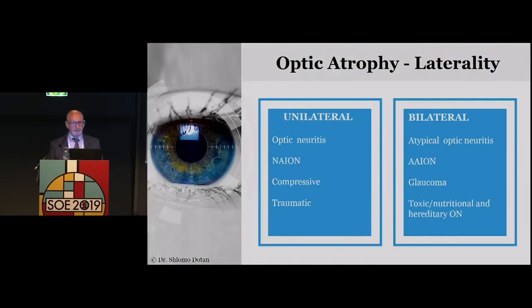Laterality means you can have unilateral optic atrophy or bilateral. Unilateral generally goes with optic neuritis, NAION, compressive causes, traumatic causes for optic atrophy. And in bilateral cases, I would put atypical optic neuritis, AION, glaucoma, which is a bilateral disease, toxic, nutritional and hereditary optic neuropathy.